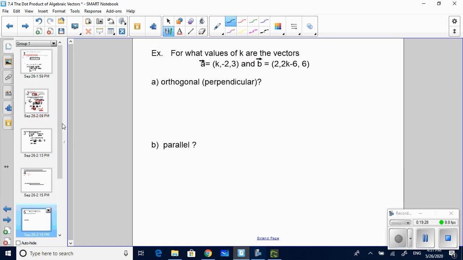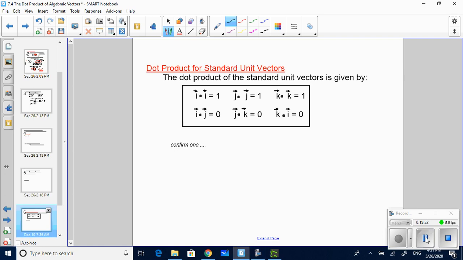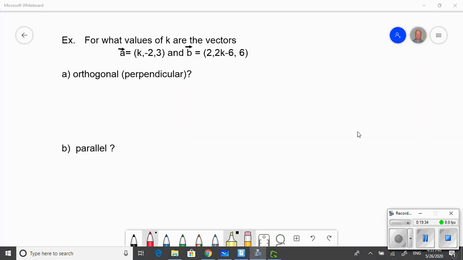Oh, we've got one more. We've got a few more here. I better get to that. Okay, so here's 2 vectors. A is the vector k, minus 2, 3, and b is the vector 2, 2k minus 6, and 6. So I want to find out values for k that make these orthogonal.